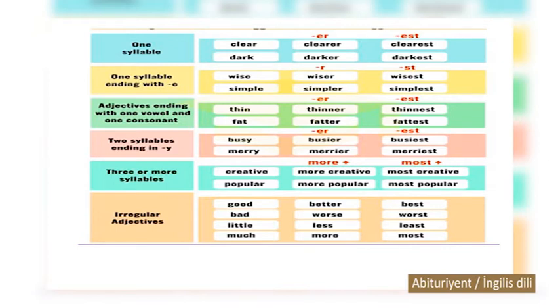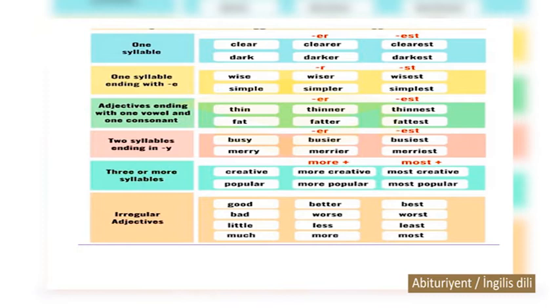And one more thing that you have to remember is the spelling. If a monosyllabic adjective ends with vowel plus consonant, the last consonant is doubled. For example, hot, hotter. T is doubled, but with cold, nothing is doubled, because here we see consonant, consonant.